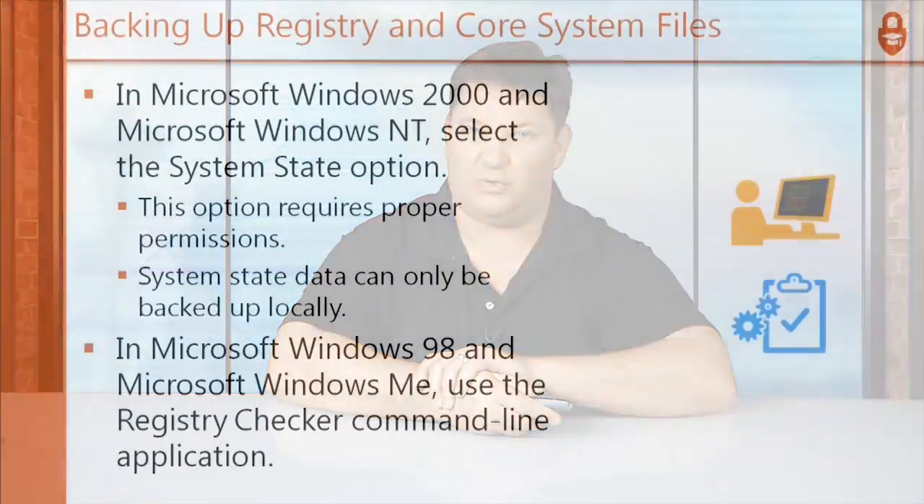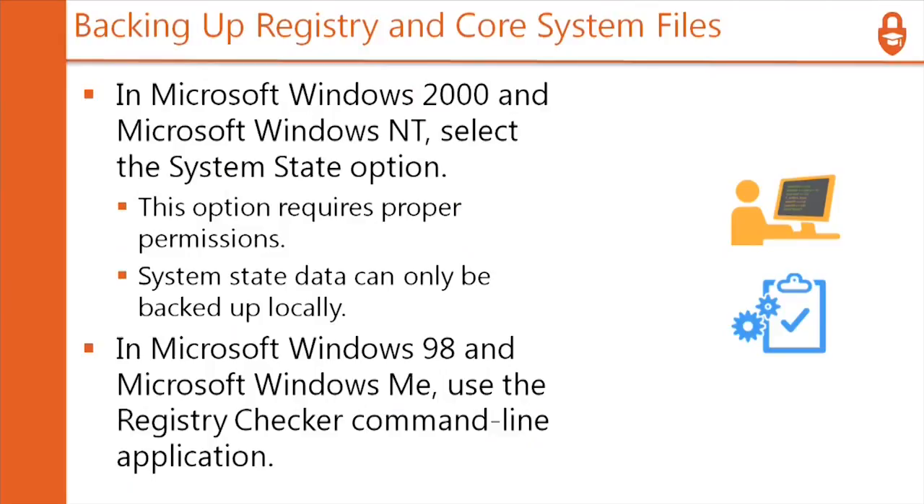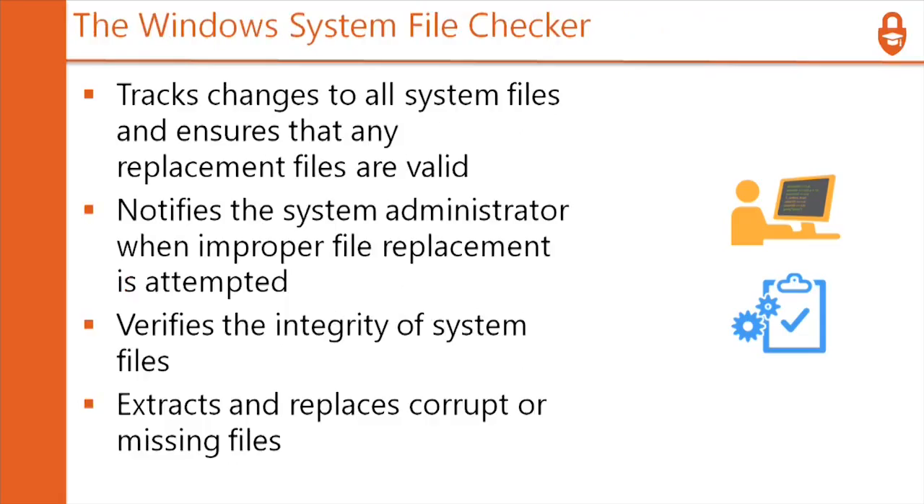Backing up a registry and core system files. In Microsoft 2000 and Windows NT, select the System State option. This option requires proper permissions. System state data can only be backed up locally. In Microsoft 98 and Windows ME, use the Registry Checker command line application.